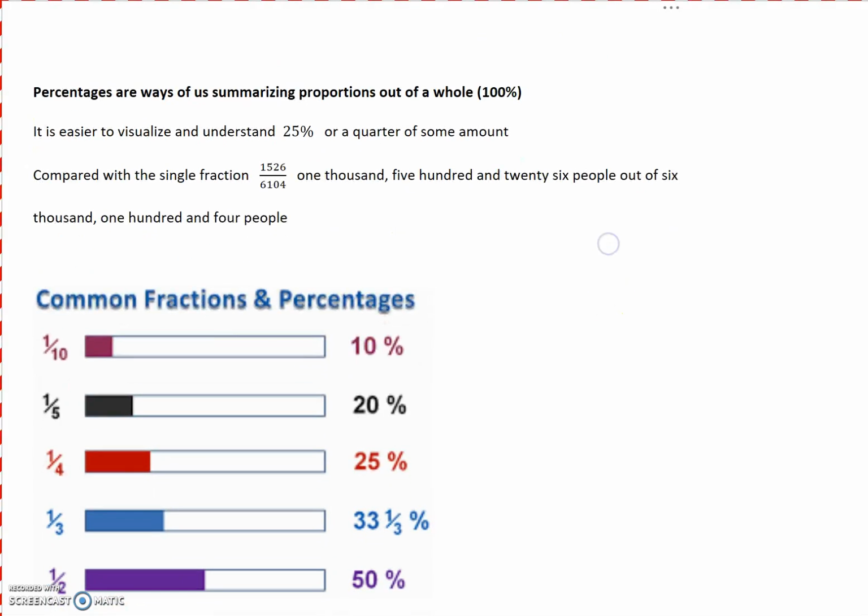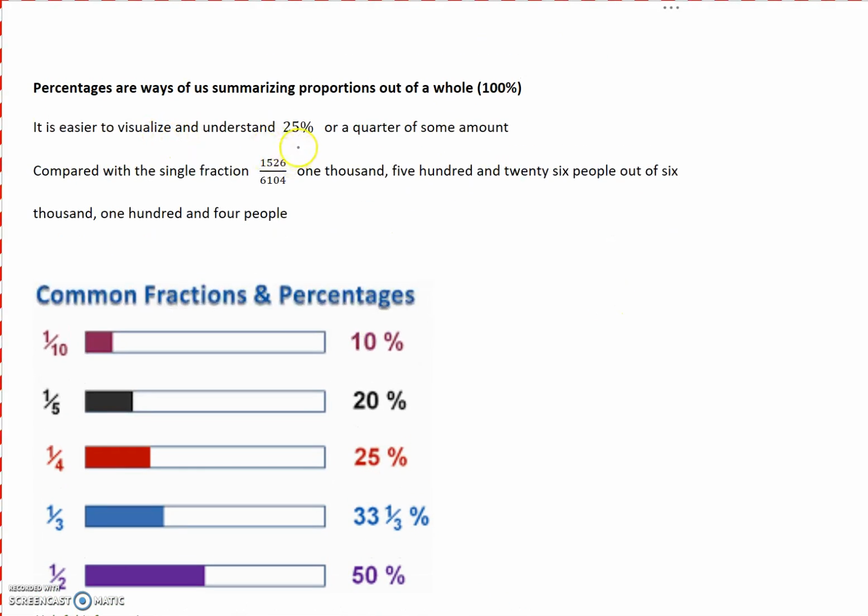Okay, for example, it's much easier to visualize and understand 25% or a quarter of some amount than it is to sort of visualize this number. Believe it or not, that's actually 25%. So 1526 out of 6104 is 25%, or 1526 is a quarter the amount of 6104.